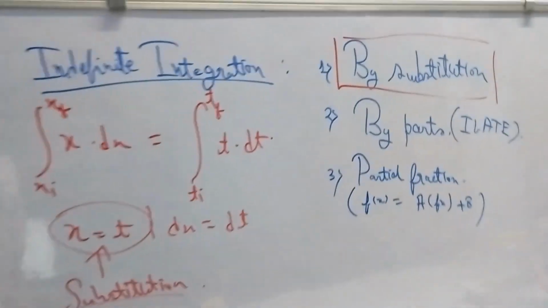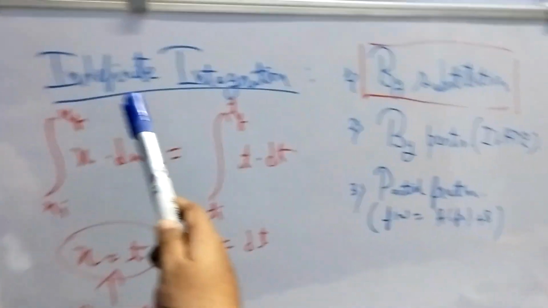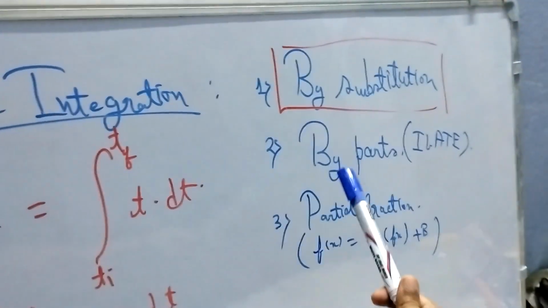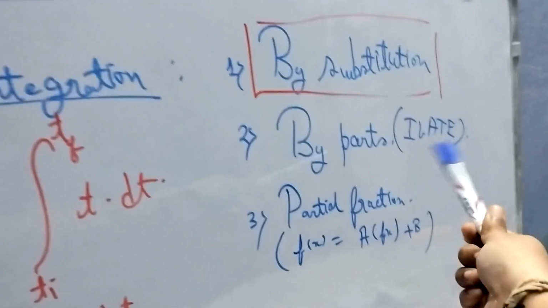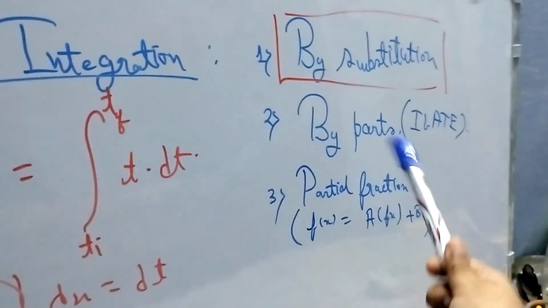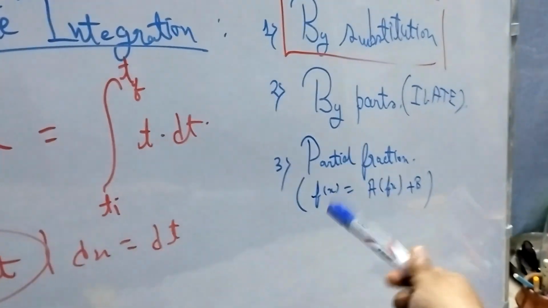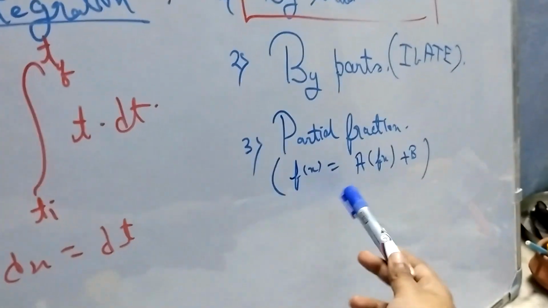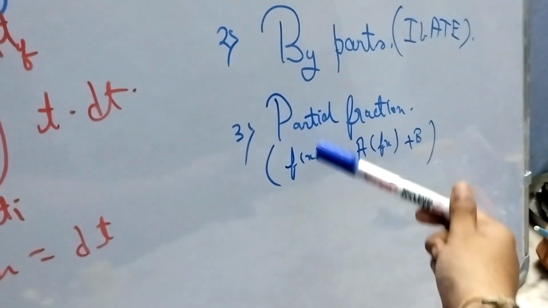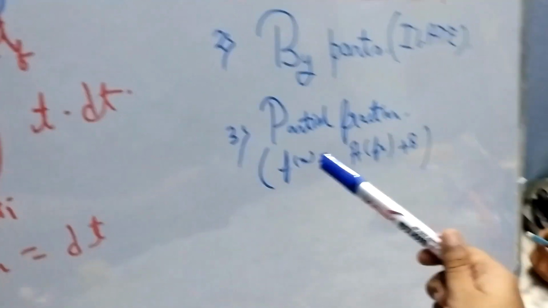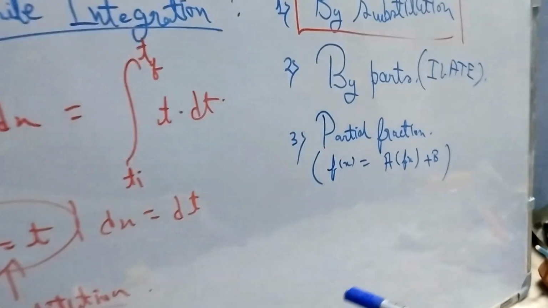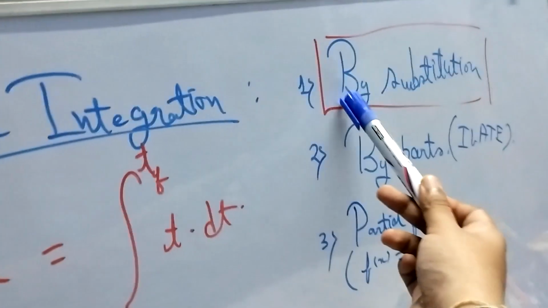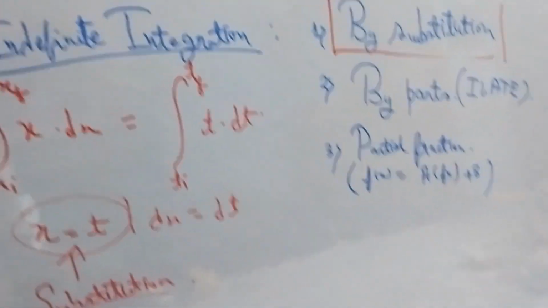As you can see, I have written here that indefinite integration can be solved by three means. First by substitution, second by parts, that is ILATE. I will be talking about that later on. And then partial fractions, where f of x, the function that is being given to you, can be broken into two parts, and there is one special format. Partial fractions have 5 formats that I will also talk about later on, right? So let us focus only on the substitution method.